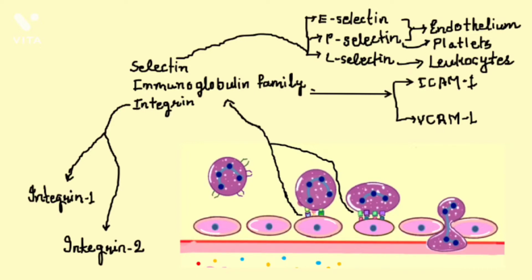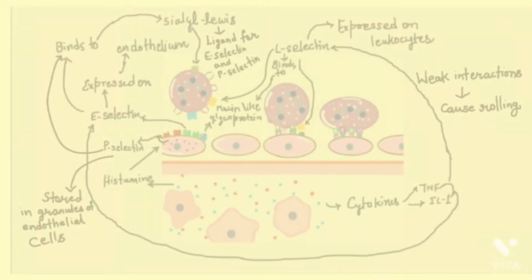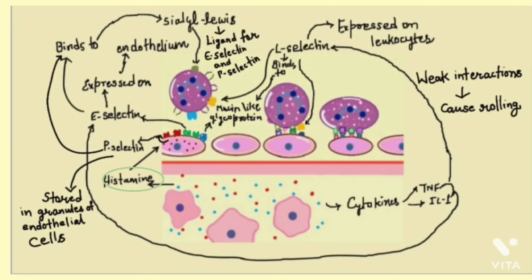These are expressed on cell surface in response to cytokines such as tumor necrosis factor and interleukin-1, which are secreted by tissue macrophages and mast cells. Other mediators like histamine help in redistribution of P-selectin on cell surface. This P-selectin molecule is stored within granules of endothelial cells. Due to histamine, they are released and expressed on cell surface.